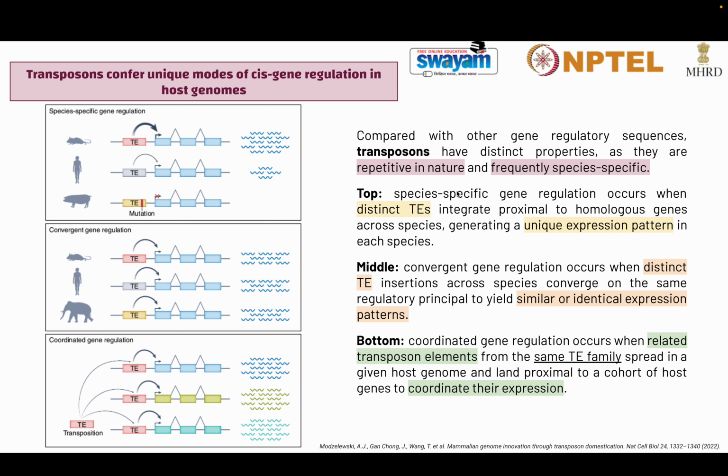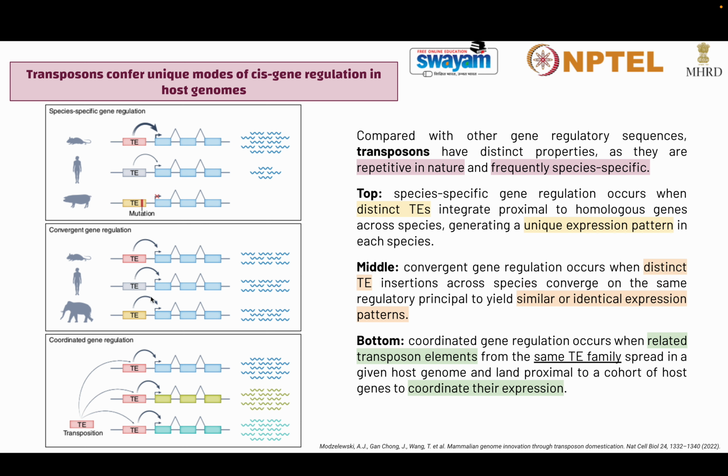So this is species-specific gene regulation, which occurs when distinct transposable elements integrate proximal to homologous genes across species, generating a unique expression pattern. These genes are shared among all of them. They are common ancestral genes, but their expression is variable among all these three species. And this variable expression is caused only with the help of these transposable elements.